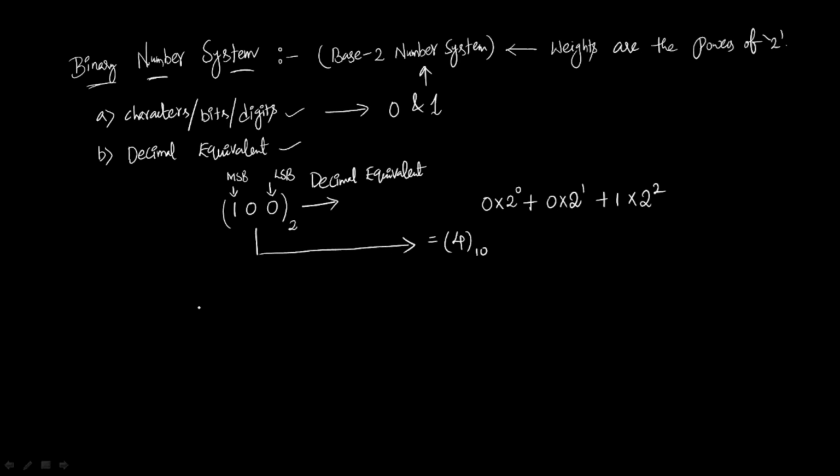Let me do one more thing. One more problem. I have a binary number which is represented by 1101. This is a binary number. Hence, I am representing it with base 2. I want to find its decimal equivalent.